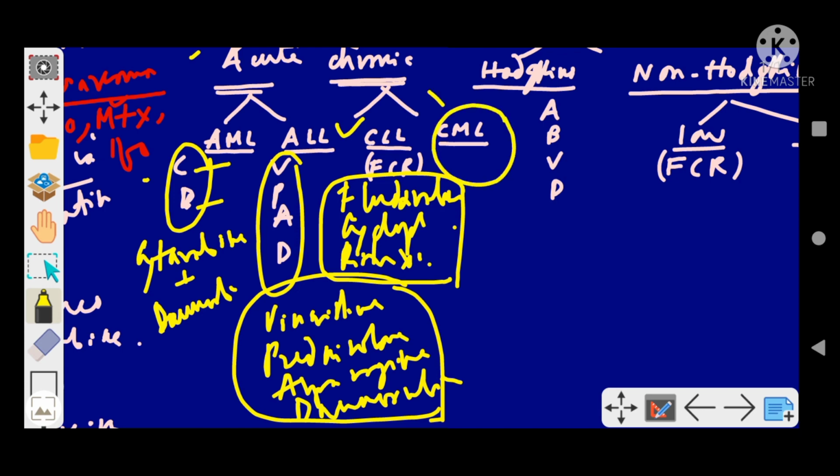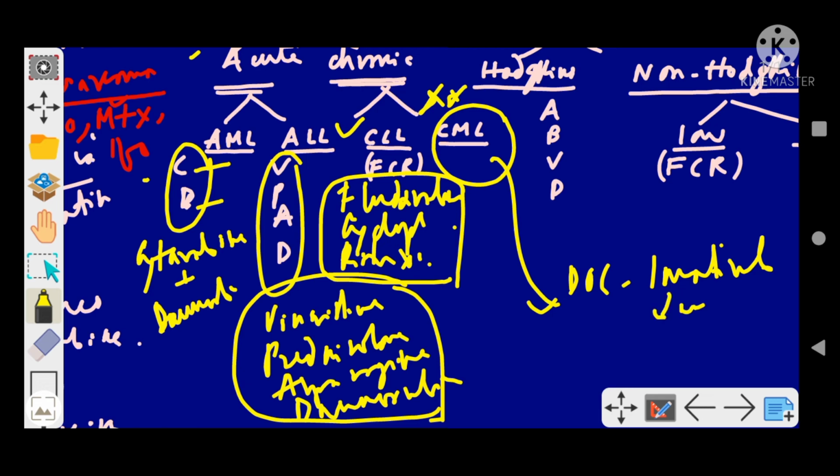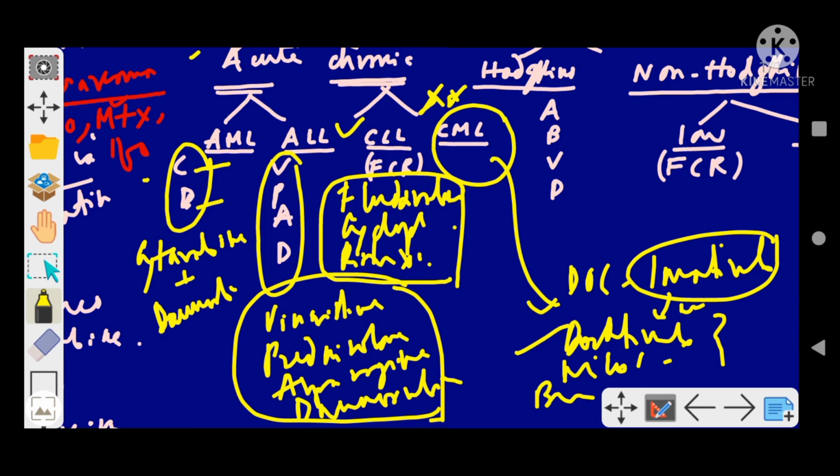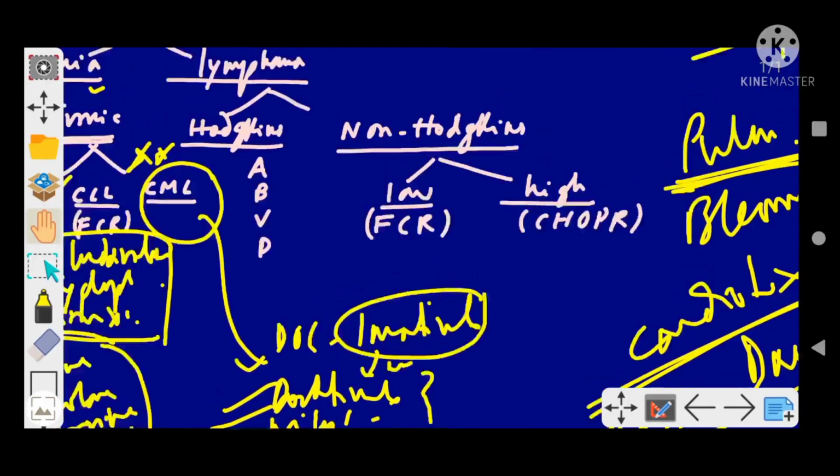Now CML is very important. For CML, drug of choice is imatinib. This is the first generation, right? If imatinib is non-responsive, we will go for dasatinib, nilotinib, bosutinib, right? So these are the drugs which are usually tyrosine kinase inhibitors, right? So remember, drug of choice imatinib. If non-responsive, dasatinib, bosutinib, nilotinib, right? These are the drugs, right? Okay. For Hodgkin's, and yes, now it is lymphoma.